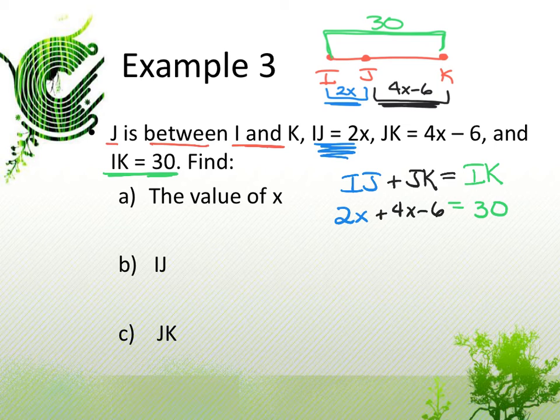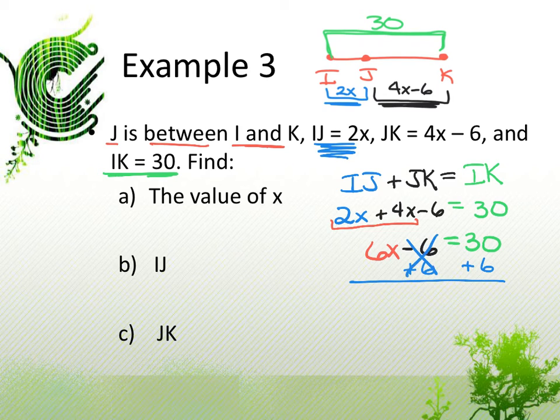So here's where my Algebra 1 skills come into play. I need to combine like terms, so I can add 2x plus 4x. I'm going to just rewrite the rest of my problem. And now I have a 2-step equation that I need to solve. I'm going to add 6 to both sides. It's gone from the left. 30 plus 6 is 36. Divide by 6. And x equals 6. So that's part A.